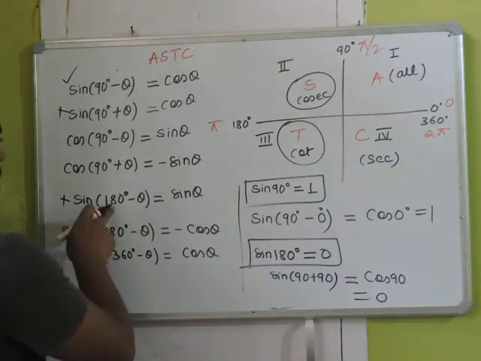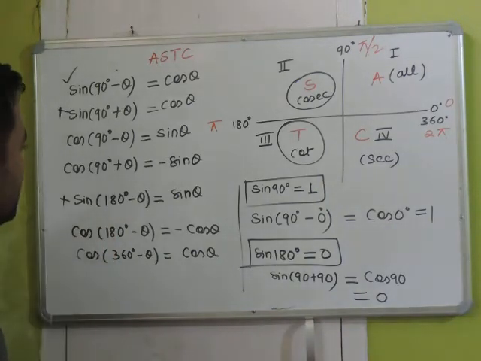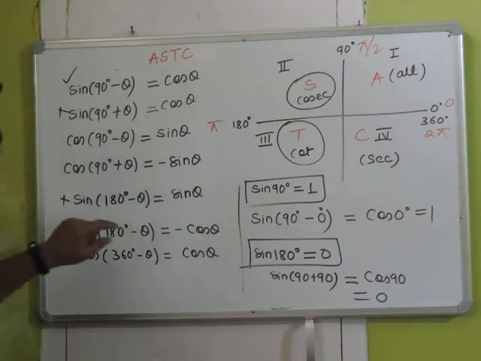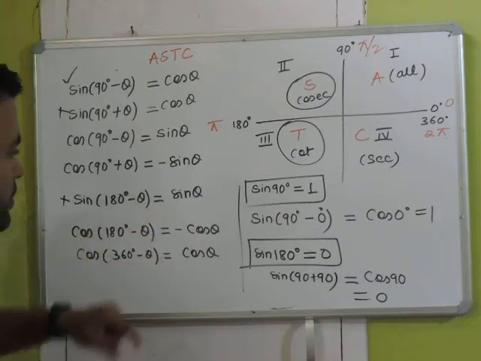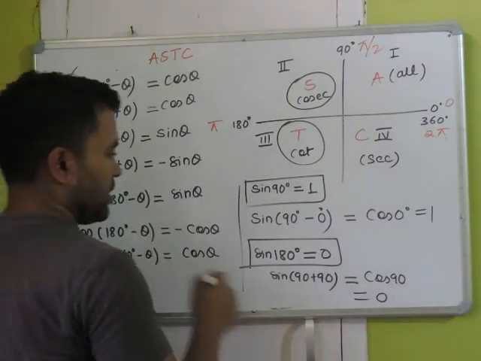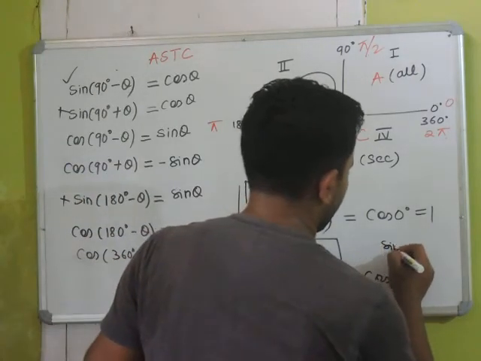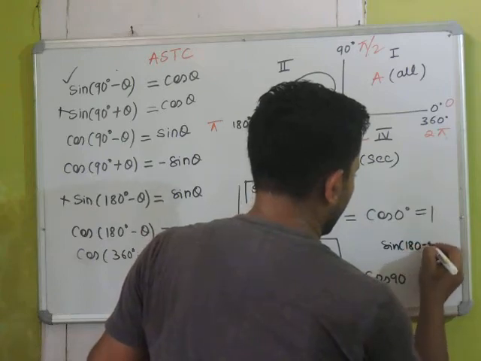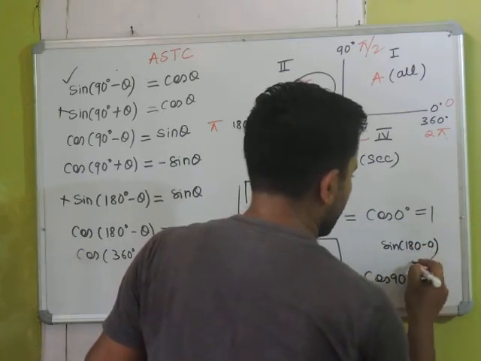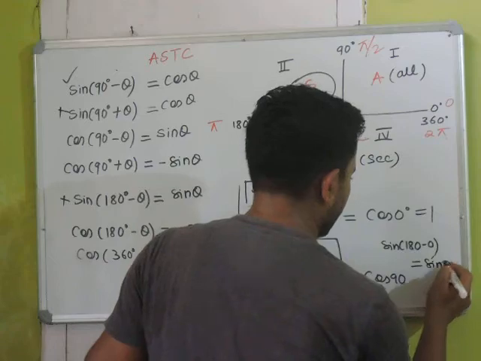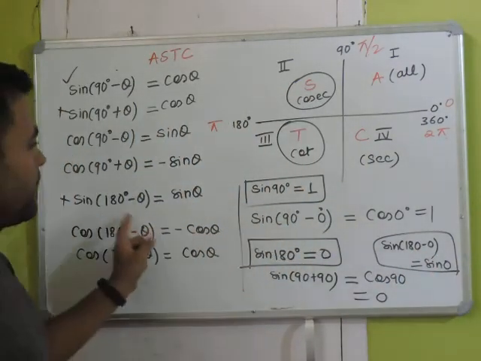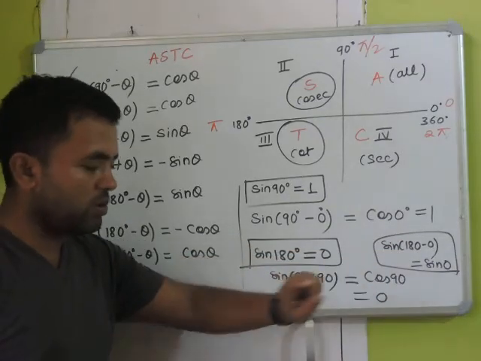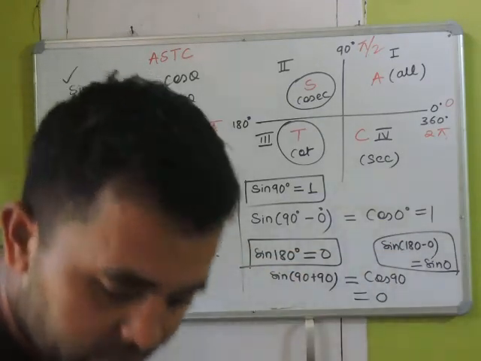Now let us go back to this. If you use this, then it's sine 180 minus 0. So sine 180 minus 0, you can see, will be equal to sine 0 only, using the concept sine 180 minus theta is equal to sine theta. So sine 0 is 0, so you are going to get that.